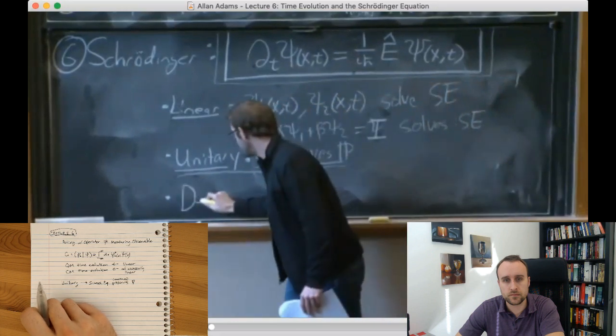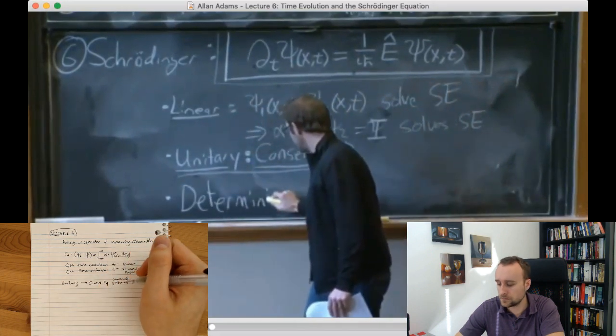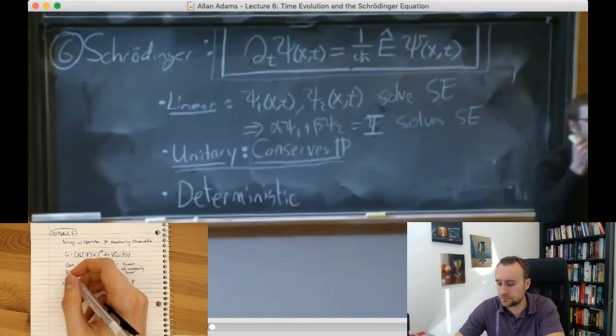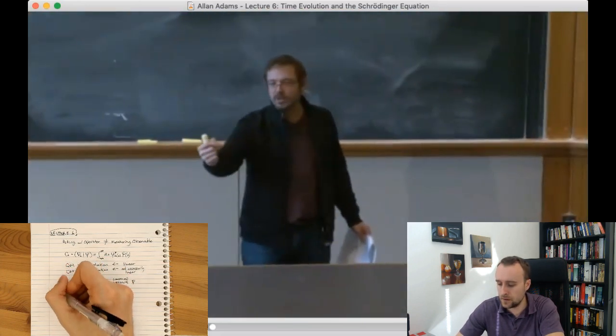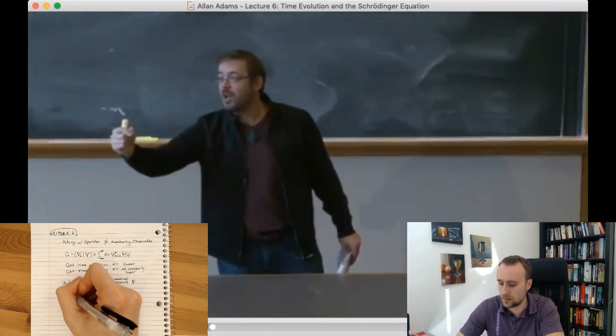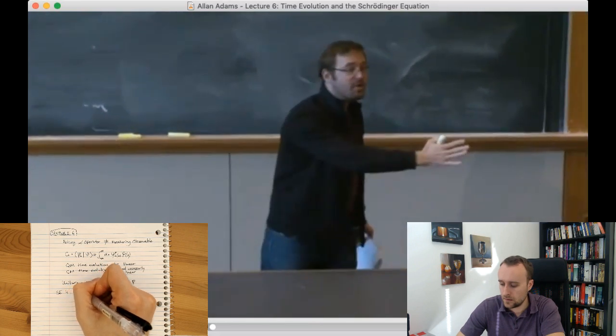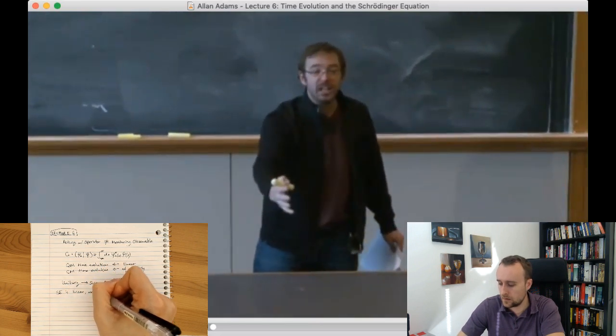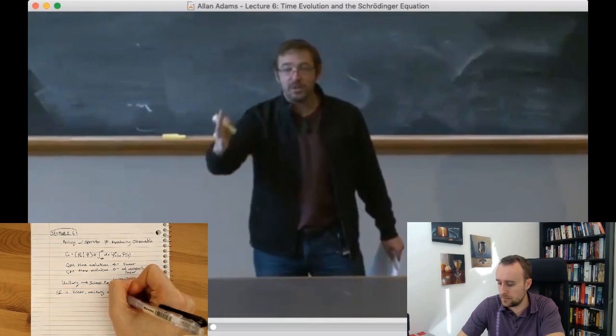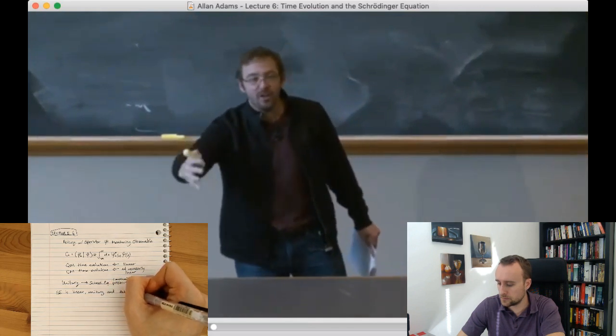The system is deterministic. What that means is that if I have complete knowledge of the system at some moment in time, if I know the wave function at some moment in time, I can determine unambiguously the wave function at all subsequent moments of time. Unambiguously. There's no probability, there's no likelihood. It's determined, completely determined. Given full knowledge now, I will have full knowledge later.